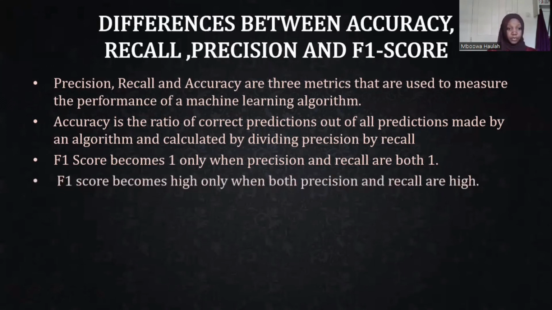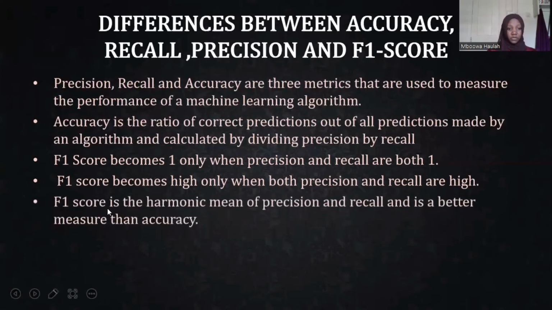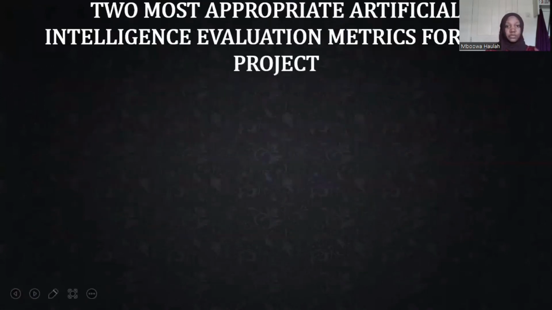The F1 score becomes high only when the precision and recall are high. So they are related. If one is high, the other has to be high. F1 score is a harmonic mean of precision and recall and is better. So we have the two most appropriate artificial intelligence evaluation metrics for your project.